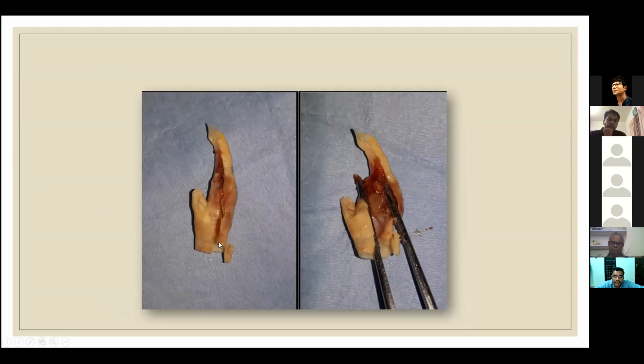This is the specimen that we routinely get. This is the CCA end of the plaque, this is the external carotid artery, and this is the distal end, which is nicely feathered in the ICA. And this is the ulcerated plaque. So this is the endarterectomy specimen.